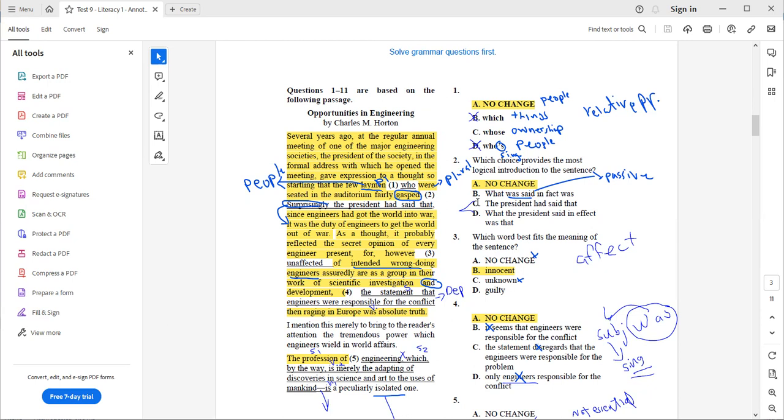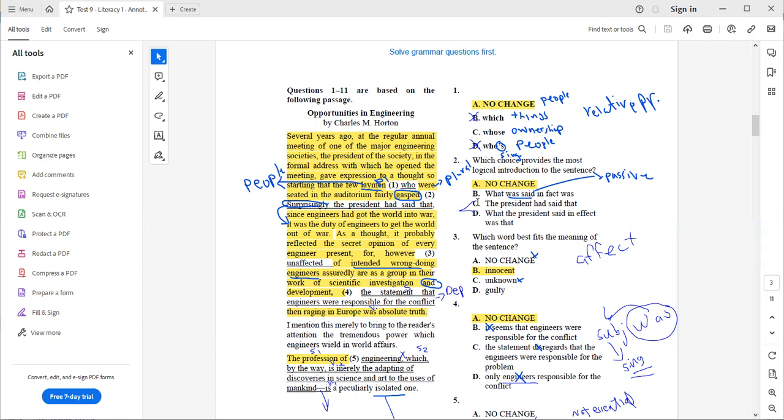Several years ago at the regular annual meeting of one of the major engineering societies, the president of the society, in the formal address with which he opened the meeting, gave expression to a thought so startling that the few laymen who were seated in the auditorium fairly gasped. There's a full stop after gasp.